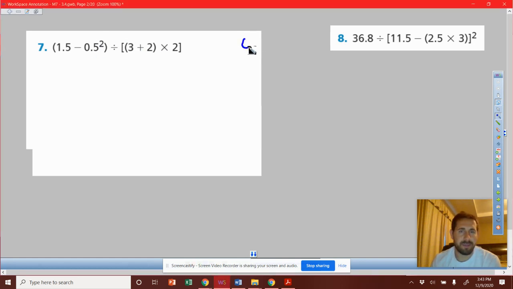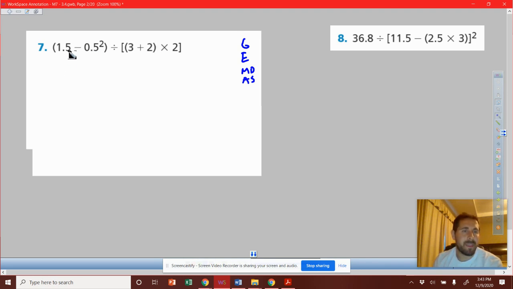I'm going to create a GEMDAS tower for number 7. We're going to do it in pieces. So we have grouping symbols for sure, 3 different grouping symbols. When you have grouping symbols, inside those grouping symbols sometimes there's multiple operations, and we still must use GEMDAS within those operations. And when you have 2 sets of grouping symbols, you do the innermost grouping symbol. In this case, it's 3 plus 2 inside the brackets. If there was another set inside, we do that first.